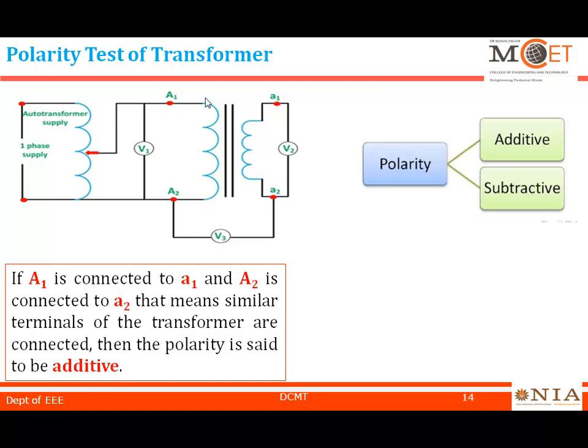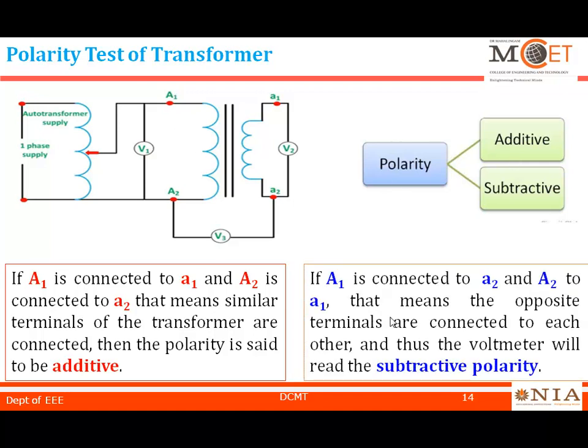In this, the voltage induced in the primary winding and the voltage induced in the secondary winding are added together. This is your primary voltage, this is your secondary voltage. These two voltages are added and this will be shown in the voltmeter V3. This is called additive polarity.